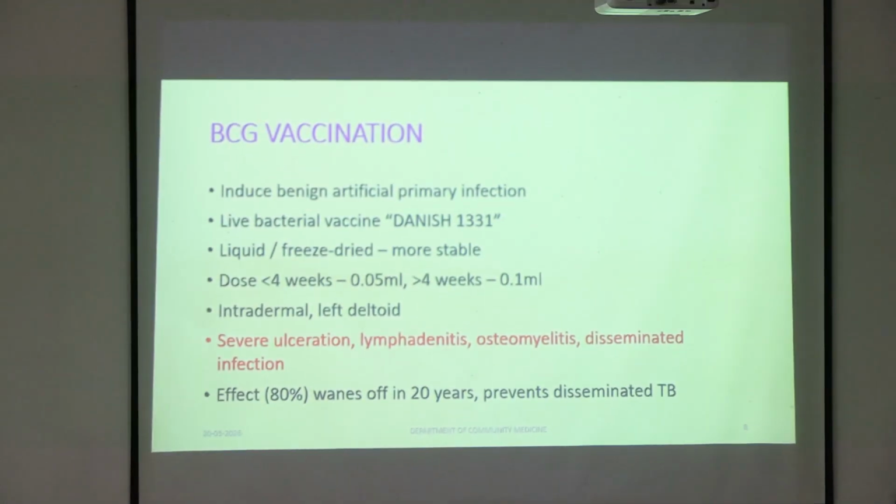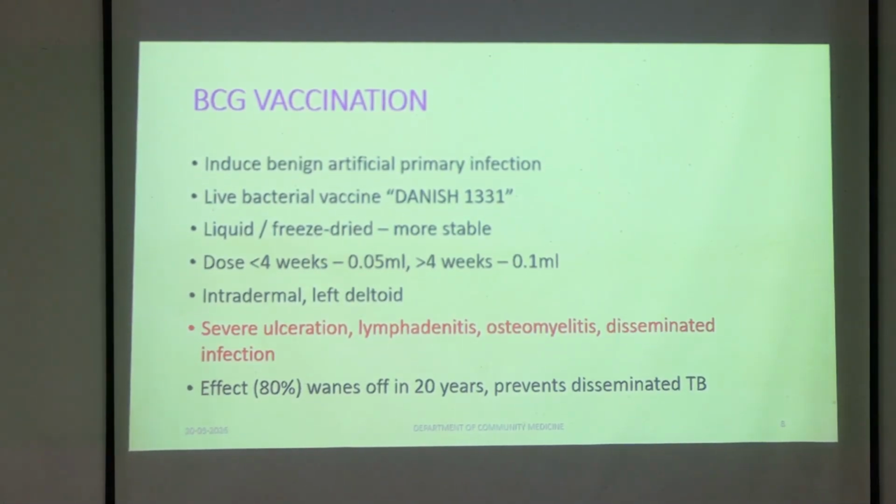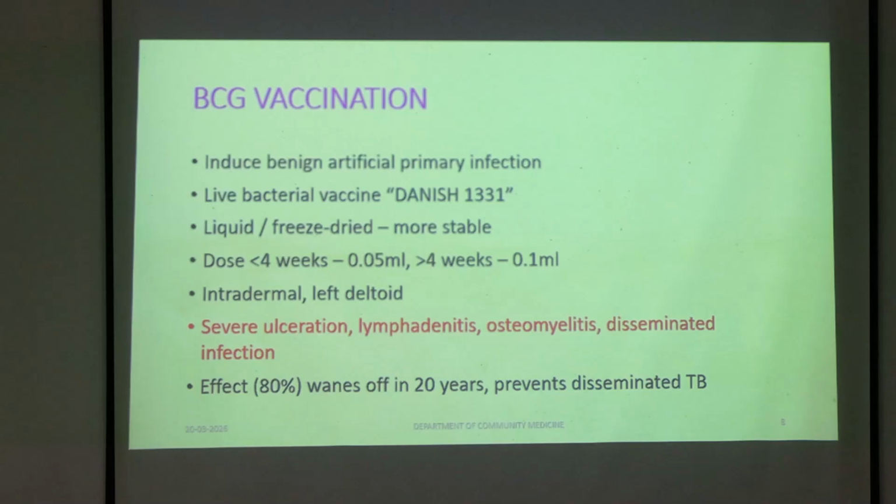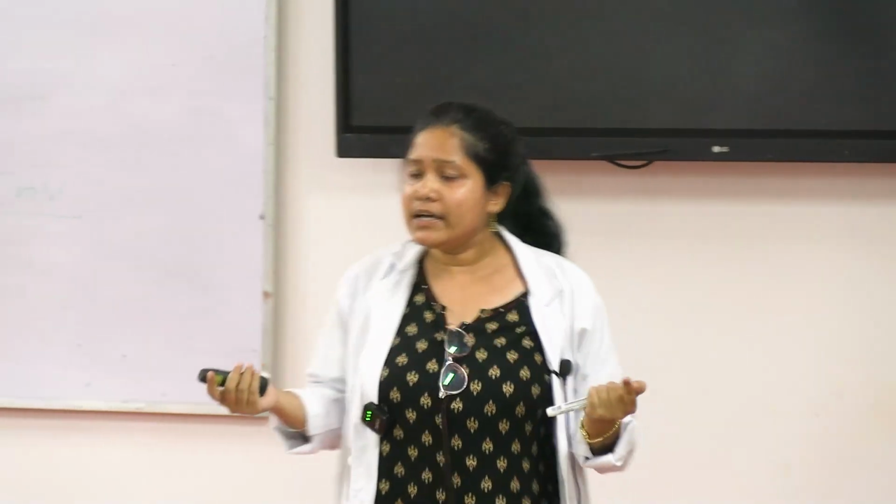The vaccine can be liquid as well as freeze dried, which is more stable. These are the types of vaccines. It's not that they are different vaccines; it is the same vaccine, once freeze dried, once liquid. The dose: if, for example, they are in a hospital like Santiniketan hospital, they will vaccinate on the same day, within 24 hours. So what will be the dose? It will be 0.05 ml. But if it is in the periphery or at home, they delivered the child and don't know anything about it.